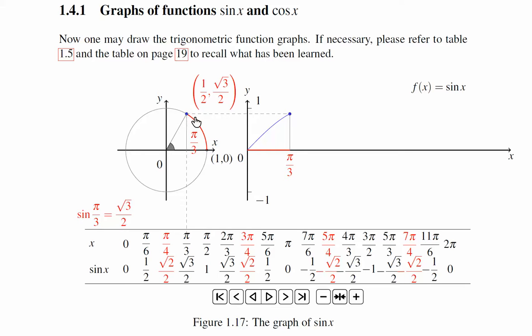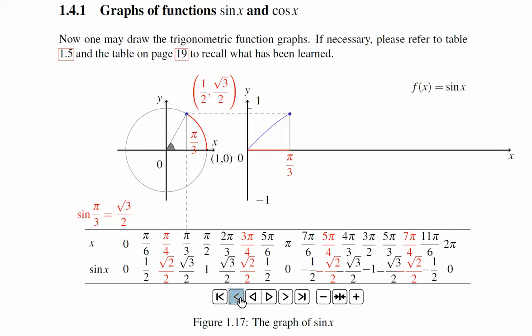And you see the red arc length, which is the measure of this angle. So basically, the horizontal red line segment length is pi/3, and the vertical length is the sine value. That's why they are the same height. Okay, this is for pi/3.